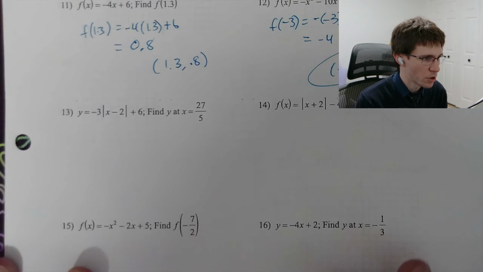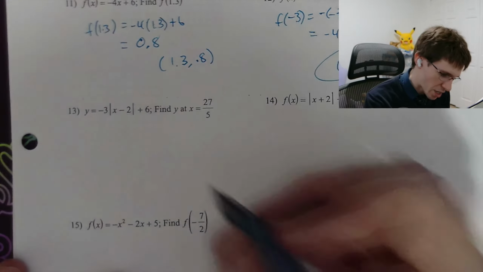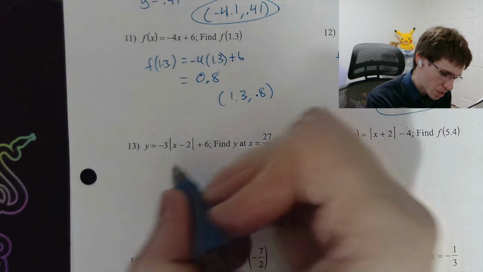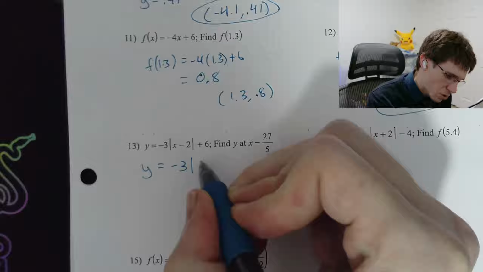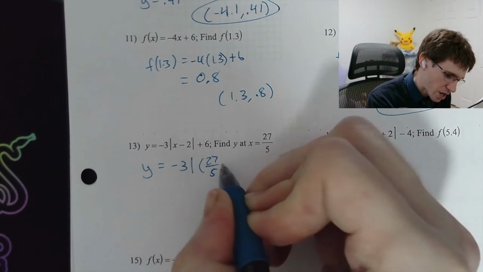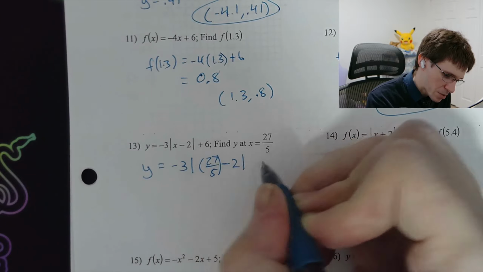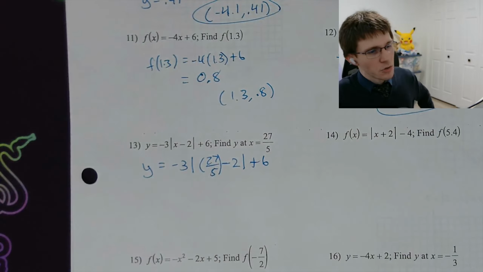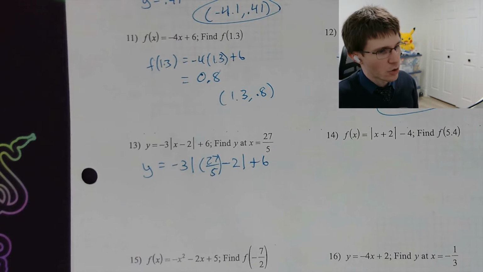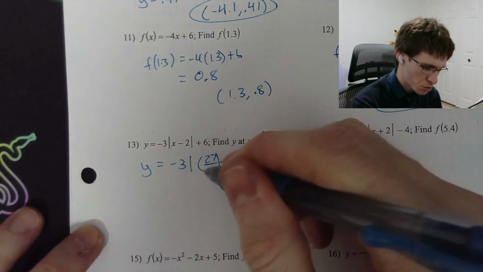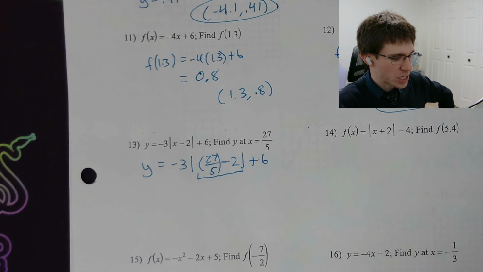We're going on to question number 13. So question number 13, we're plugging in 27/5. So we do so. We're going to go ahead and say y is equal to -3, absolute value, parentheses, 27/5, end the parentheses, -2, and the absolute value plus 6. Please note the calculators that we have at school do not have an absolute value button. Because they don't have an absolute value button, you must do the things that are on the inside of the parentheses first.